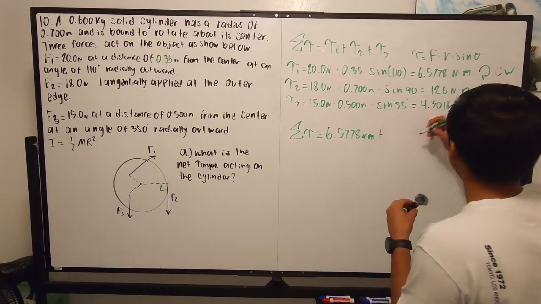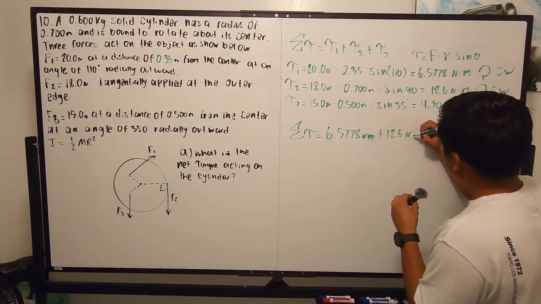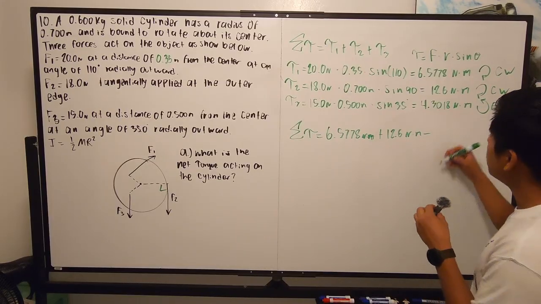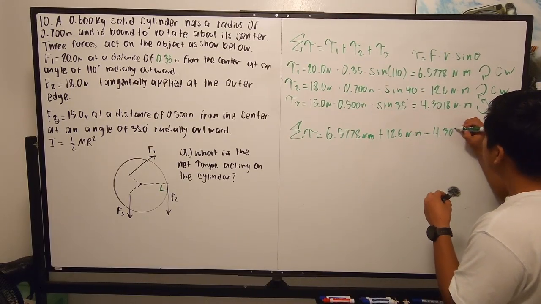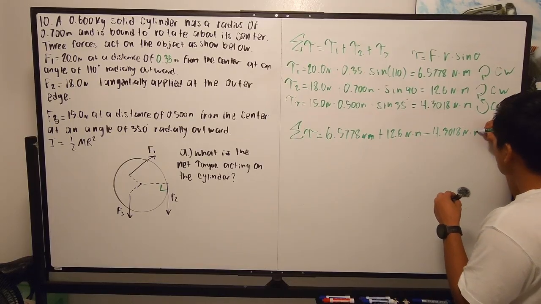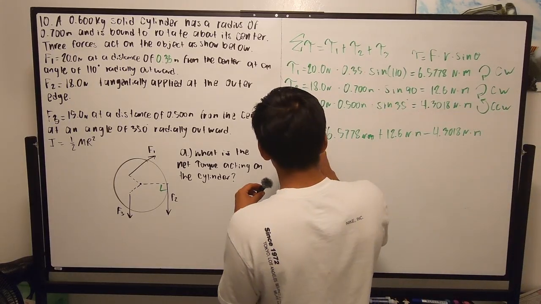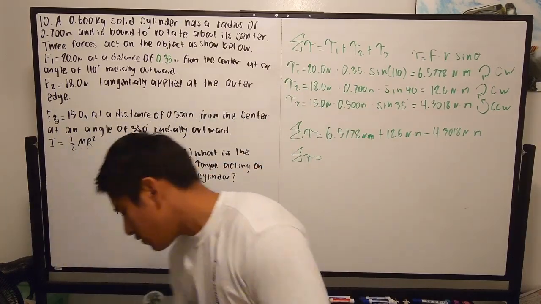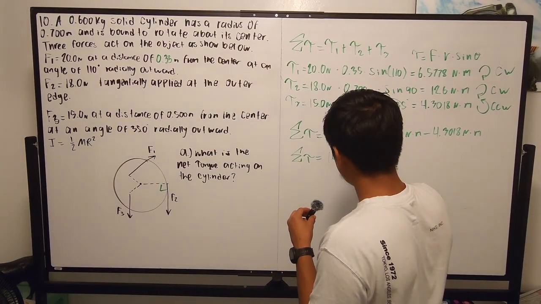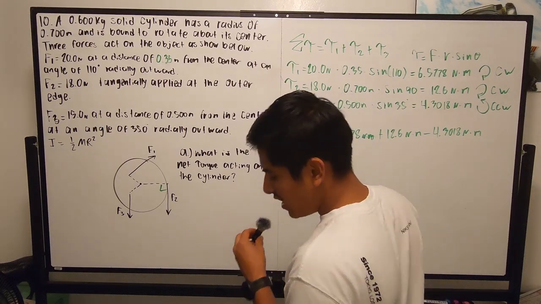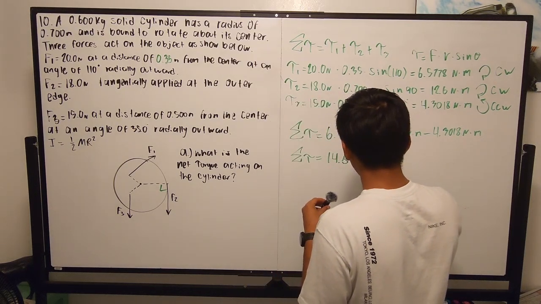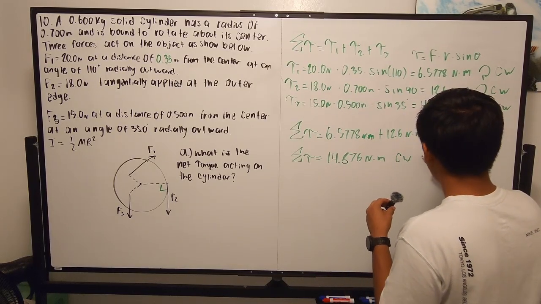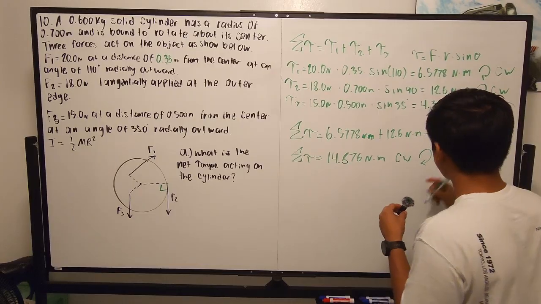plus this other positive one, which is 12.6 Newton meters, and then minus this one that's negative because it's going the other way, minus 4.3018 Newton meters. Solving for that, I'll get that the sum of all my torques, or the net torque, is going to be equal to 14.876 Newton meters, and that is going to be clockwise, or this way, like that.